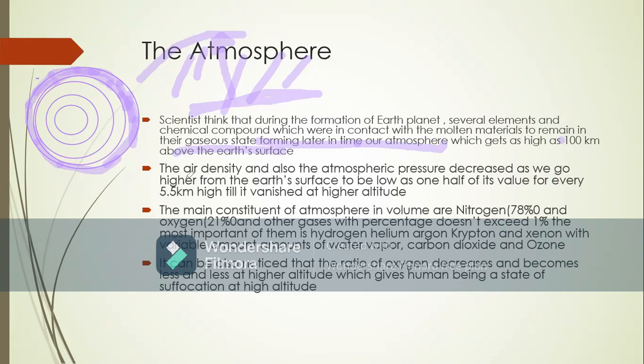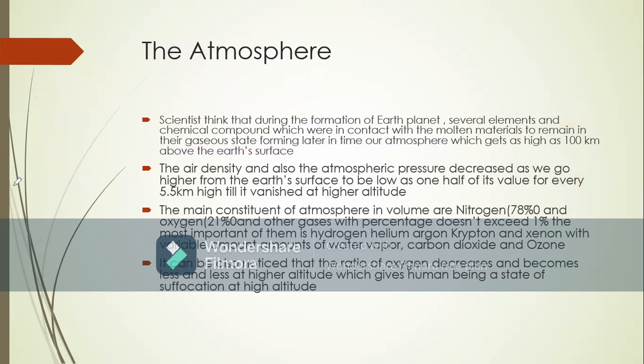Then the air density and also atmospheric pressure decrease as we go higher. So if we go higher, the density of air becomes low, to as low as 1/2 of its value for every 5.5 kilometers of height, till it vanishes at higher altitude. What is the meaning of that? I will explain it.